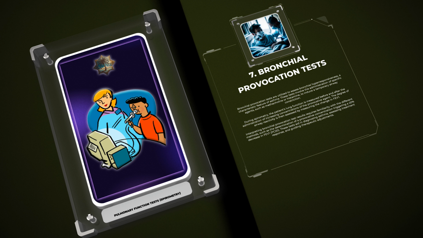Interpreting bronchial provocation test results requires familiarity with the different methods, such as the determination of a provocative concentration triggering a 20% decrease in FEV1, PC20. These tests aid in diagnosing asthma, assessing treatment response, and guiding therapeutic adjustments.